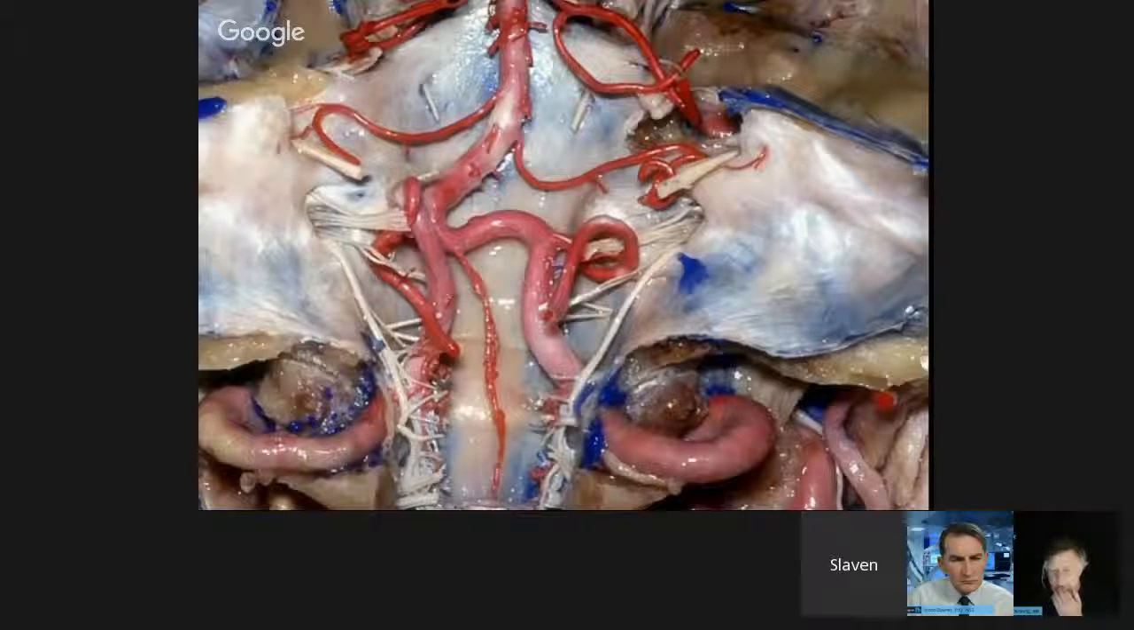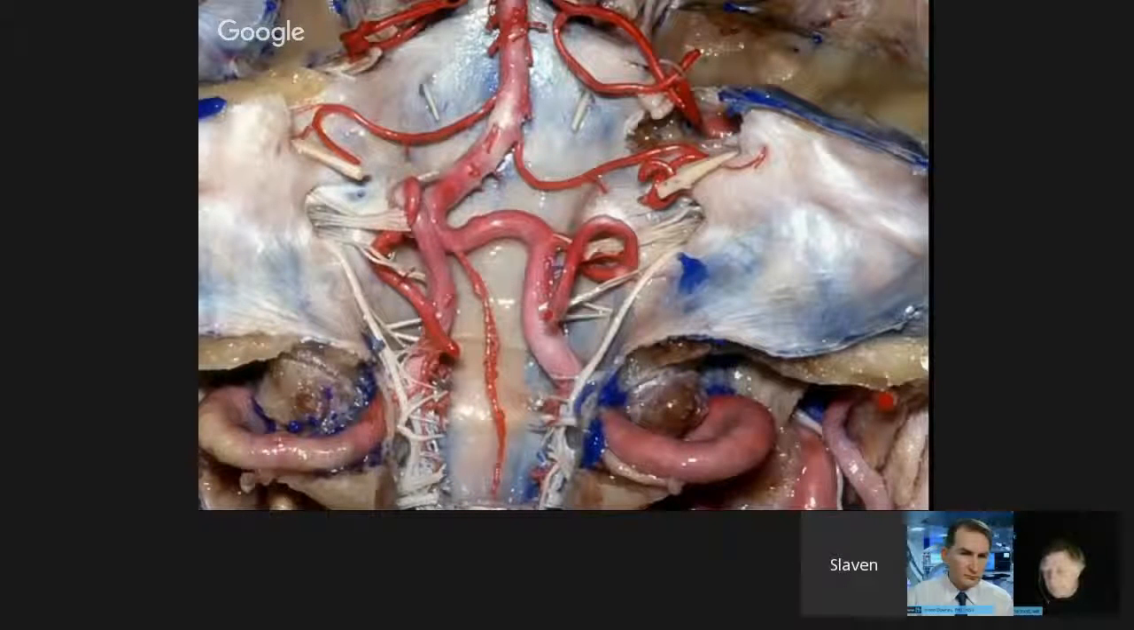So the first one, we can see here, this is the PICA, posterior inferior cerebellar artery, then the AICA, anterior inferior cerebellar artery, which goes to the anterior portion of the cerebellum and to the lateral portions of the pons and brain stem, and then the SCA, the superior cerebellar artery. This artery is going to the superior or tentorial cerebellum, as we will see later, and supplies it.